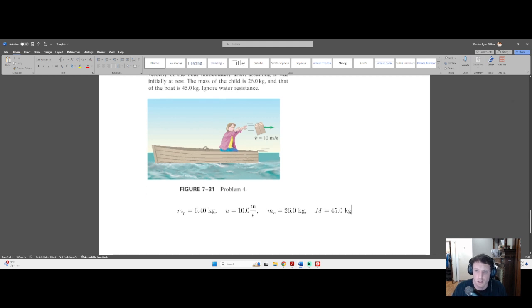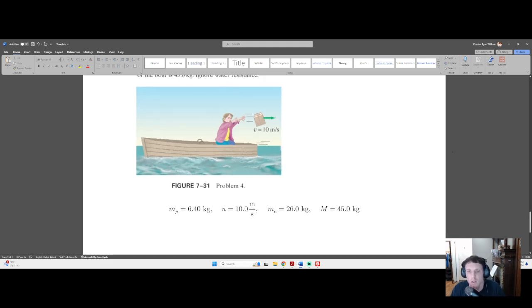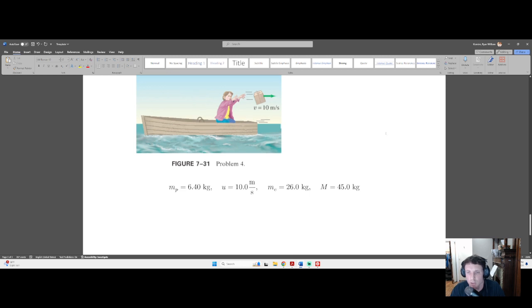Okay, so as I said here, we can analyze this in one dimension. This is essentially a one-dimensional problem, right? Because we're just going to think about immediately before the child throws the package and immediately after. And immediately after the package has been thrown, it should, to a very good approximation, only have an x component of velocity.